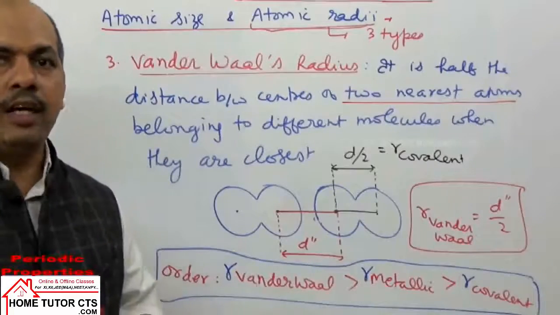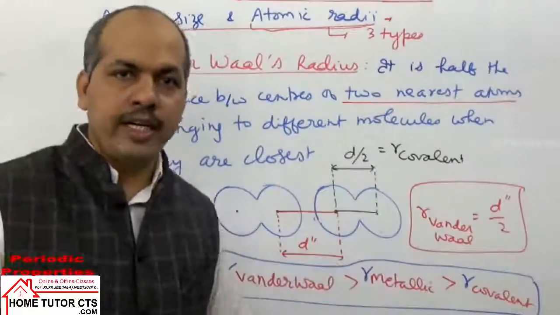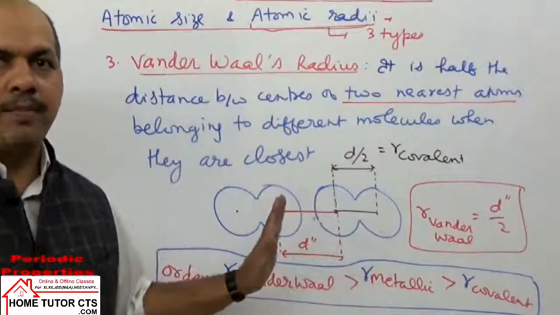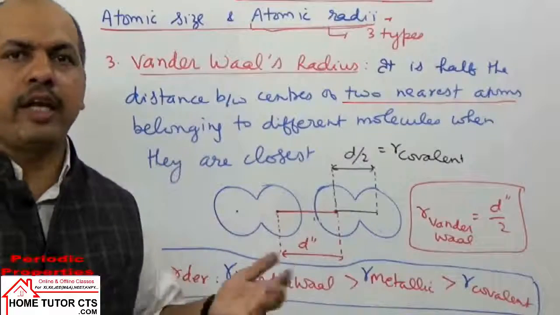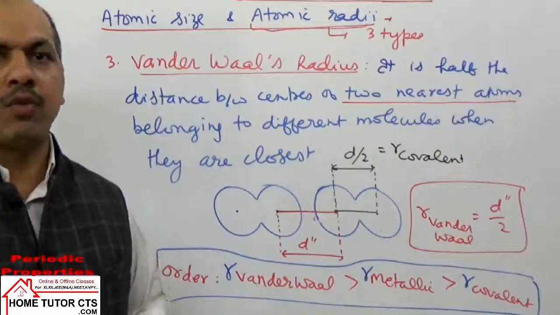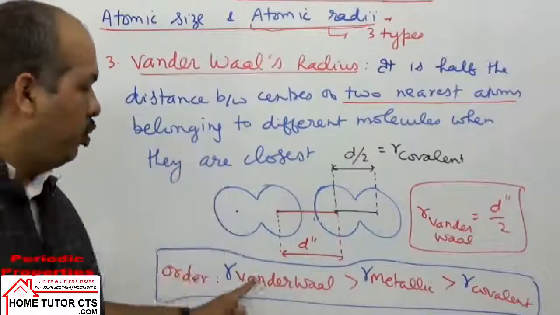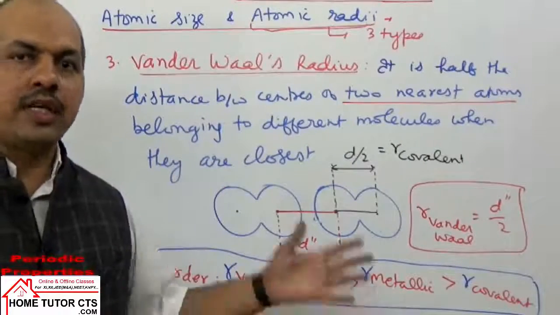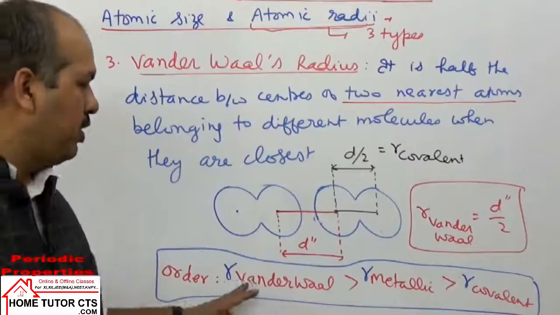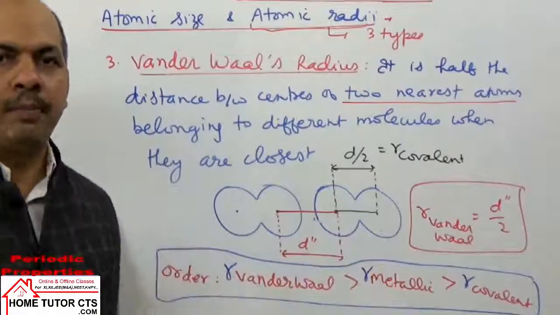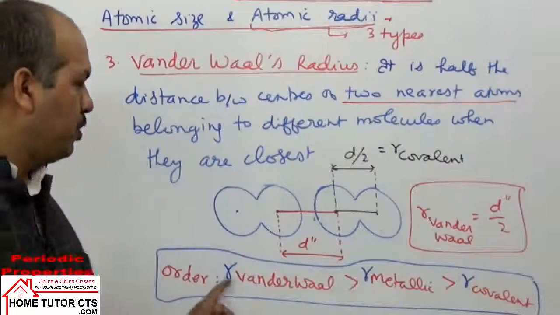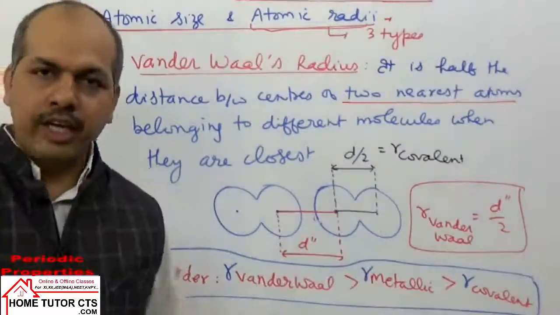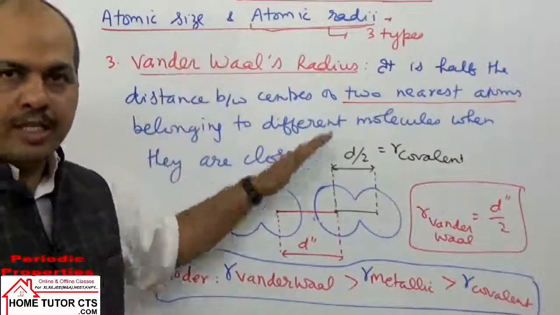In general, for an element, we most commonly take covalent radius. In other cases, we can take metallic radius as well, but in some cases we can only measure van der Waals radius. Where? Noble gases. Noble gases do not form covalent compounds, leaving xenon, which forms some covalent compounds with highly oxidizing elements. So in that case, we measure only van der Waals radius. I hope it is clear.